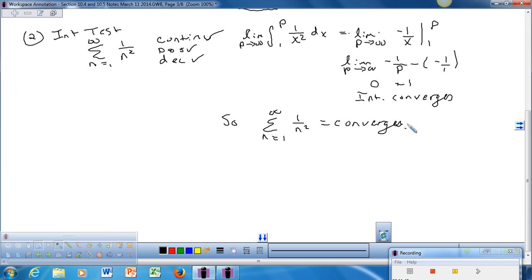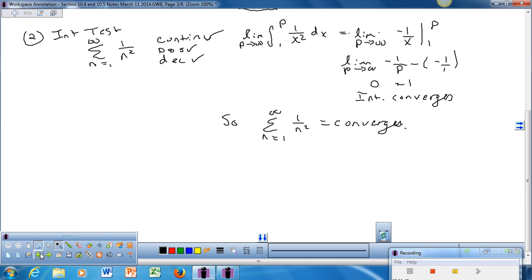Done. Okay? So now we know 1 over n diverges, 1 over n squared converges. Very useful series for other tests. Any questions? So it doesn't converge to 1? We don't know that. Yep, we can't say that. We can say that it converges, but we cannot say that it converges to 1.